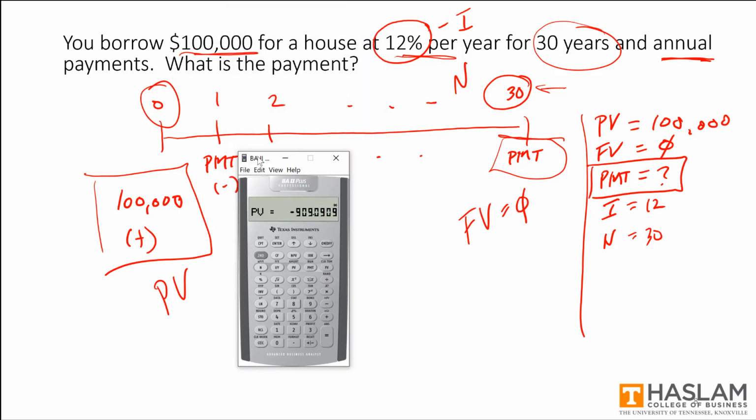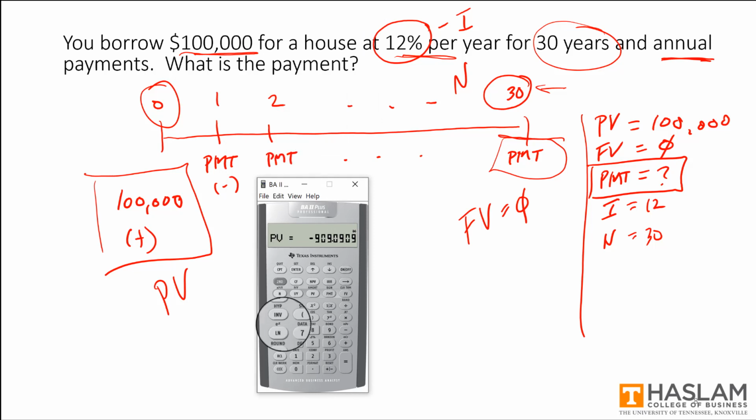I'll grab my calculator once again. And so the last problem is still in memory, so I'm going to start by clearing that. So second, clear time value of money. So it's all clear. I'll go ahead and clear that too, just for convenience on my part. Now let's go just through this list and enter everything. So 100,000 with a positive sign goes into PV. 0 goes into FV. 12 goes into I. 30 goes into N.